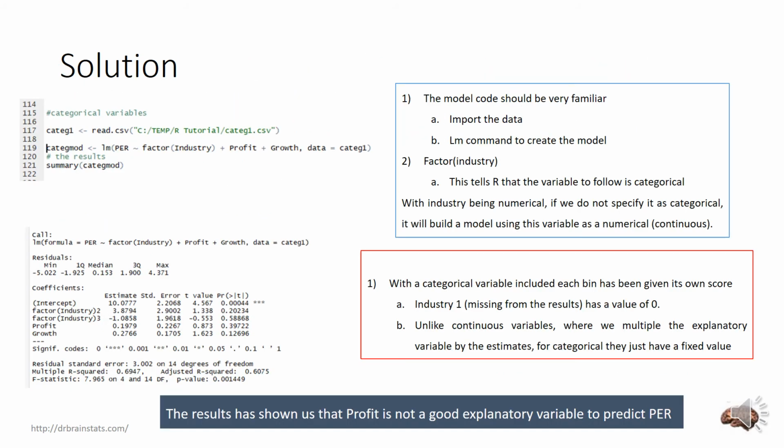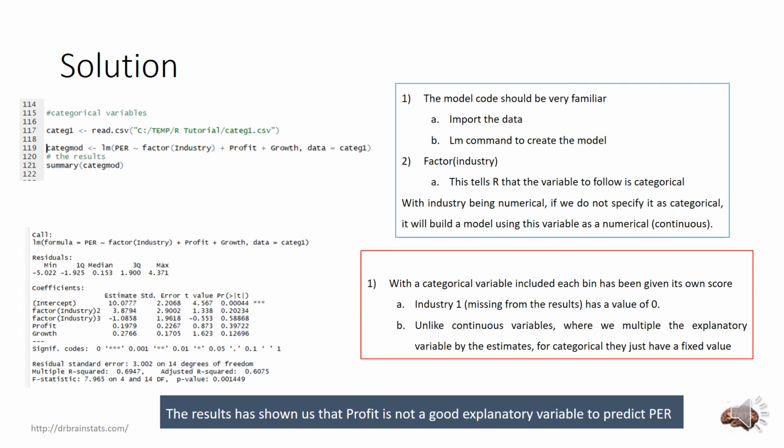Our solution. Again, our code should look very familiar. We just imported the data. lm is a command to create the model. The only major difference now is that we've had to put the word factor around the word industry. This tells R that the variable to follow is categorical. With the industry being numerical, if we had not done this, then we'd have treated industry as a continuous variable.